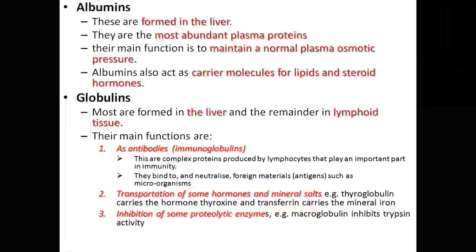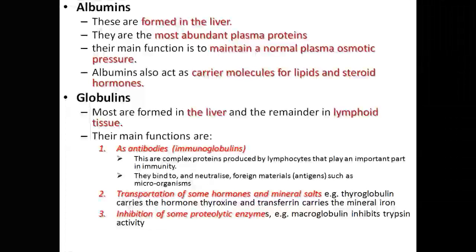For that case, we said they are produced by lymphocytes, and play an important part in immunity. They are complex because of their protein arrangement. Their protein nature is complex, but their complexity is what makes them antibodies, giving them the ability to identify different foreign antigens and to engulf and surround them. So they bind to and neutralize foreign material such as antigens of microorganisms.